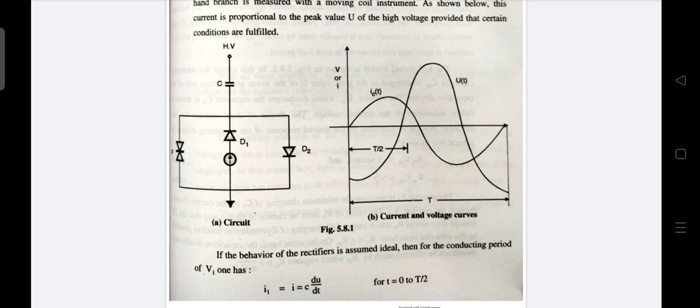As opposed to sphere gaps, the circuit suggested by Chubb and Fortescue in 1913 is capable of measuring the peak value of a high AC voltage continuously and accurately. It is shown in the figure, the circuit with its current and voltage curves.